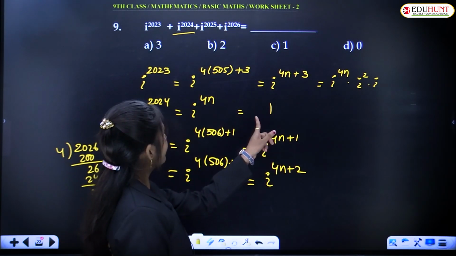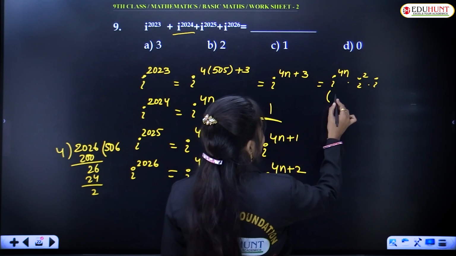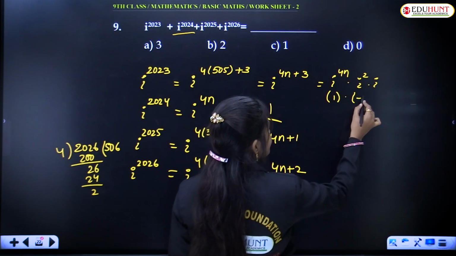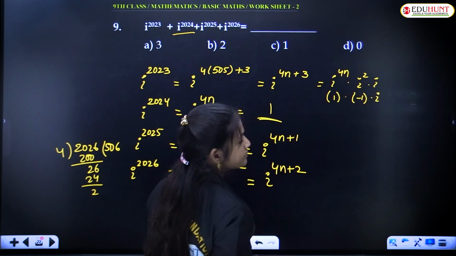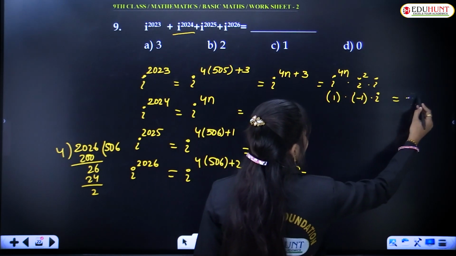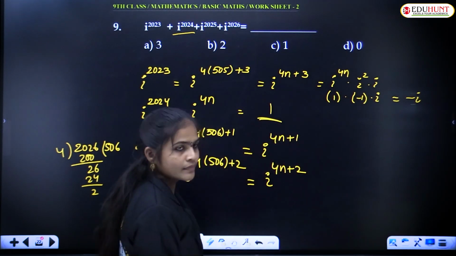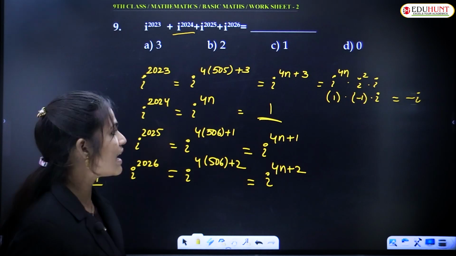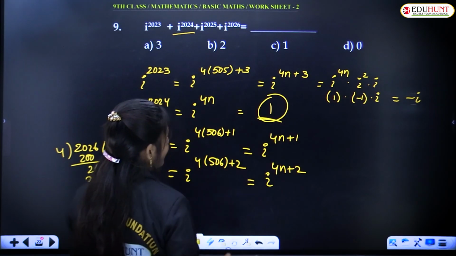Okay. i power 4n value is 1. So 1 into i square is minus 1 into i. Okay. So plus 1 into minus 1 into i, which is equal to minus i. First value is minus i and the second value is 1.